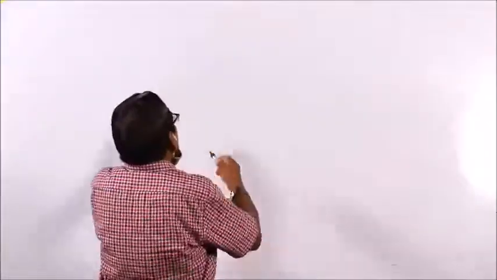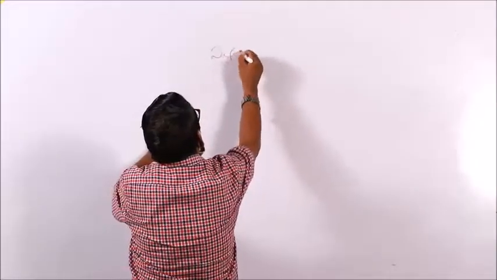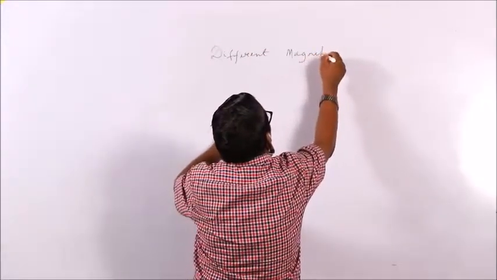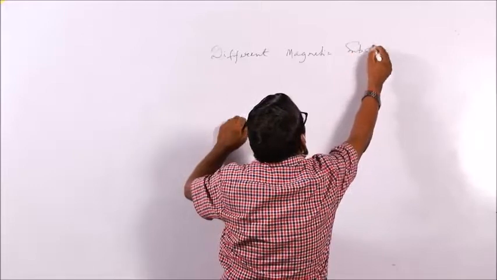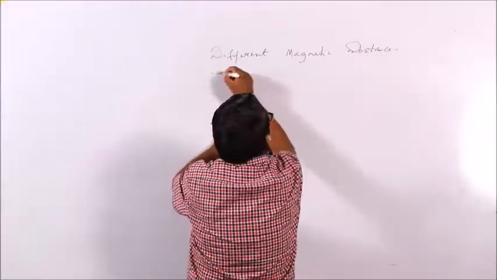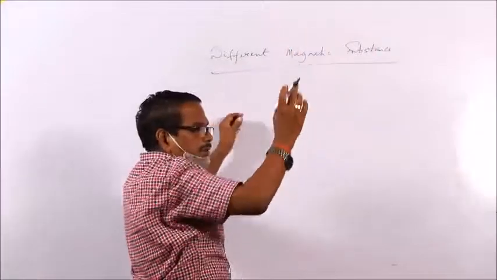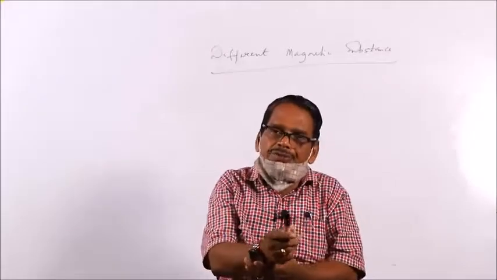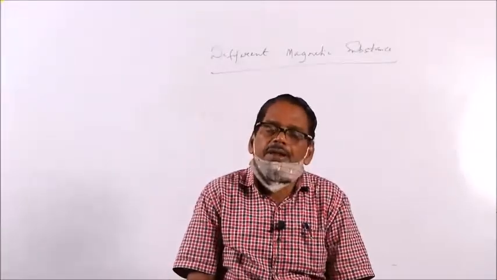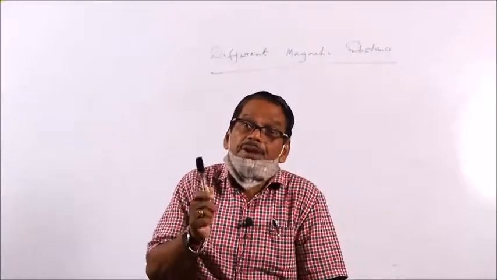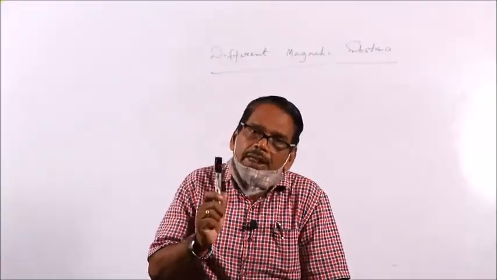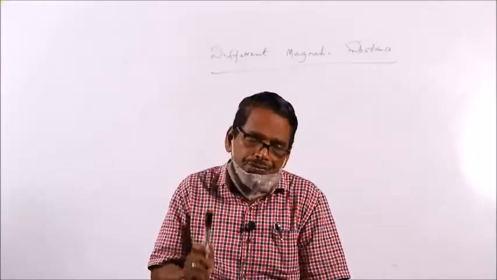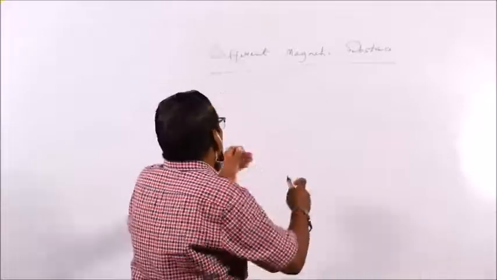Different magnetic substances. How do you classify the magnetic? What is a magnetic substance? You know, a magnetic substance is that substance which gets affected in a magnetic field. Depending upon the behavior of a magnetic substance in a magnetic field, all the magnetic substances are classified into three types.